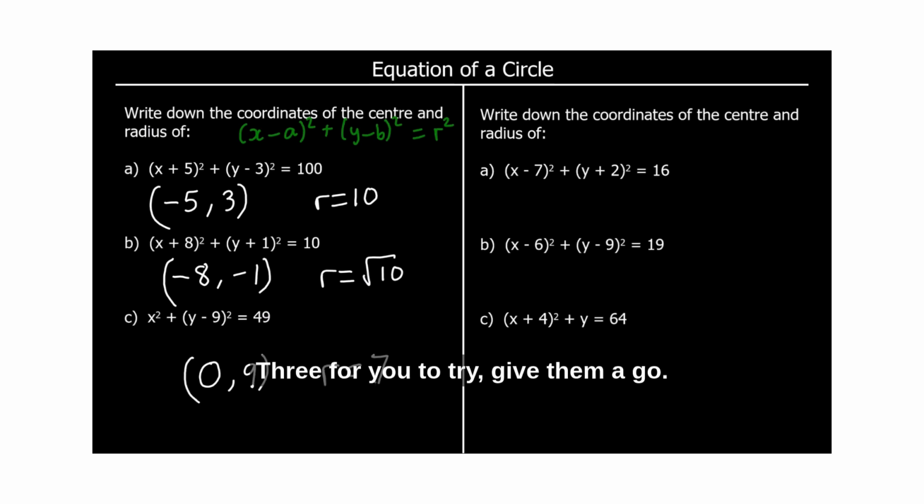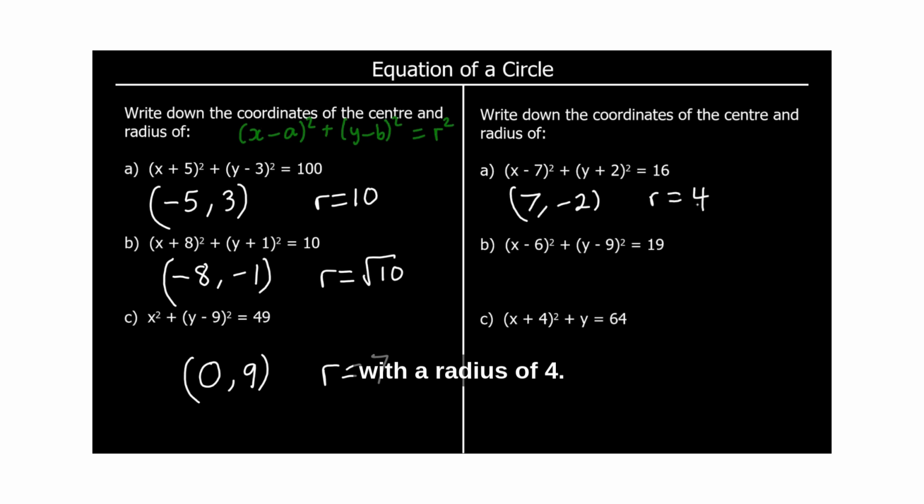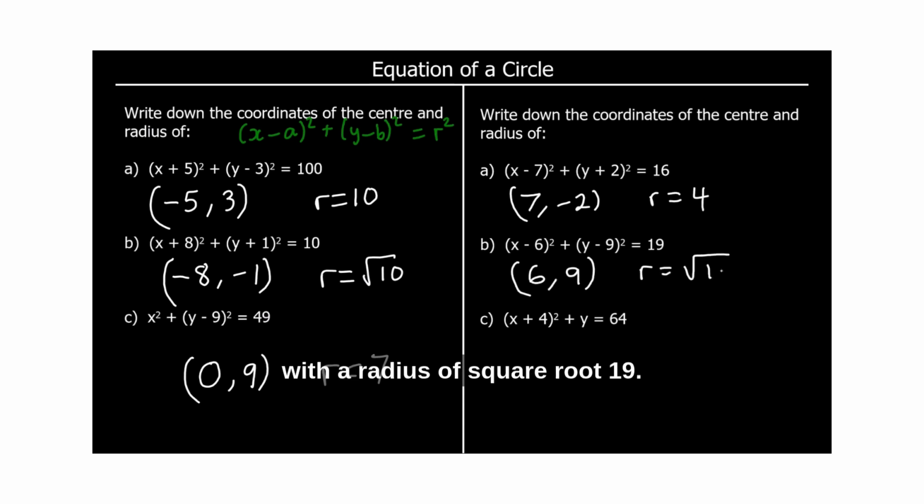Three for you to try, give them a go. So the first one, we've got (7, −2) as the center, with a radius of 4. We've got (6, 9) for the second one, with a radius of square root 19. And for the third one, (−4, 0), with a radius of 8.